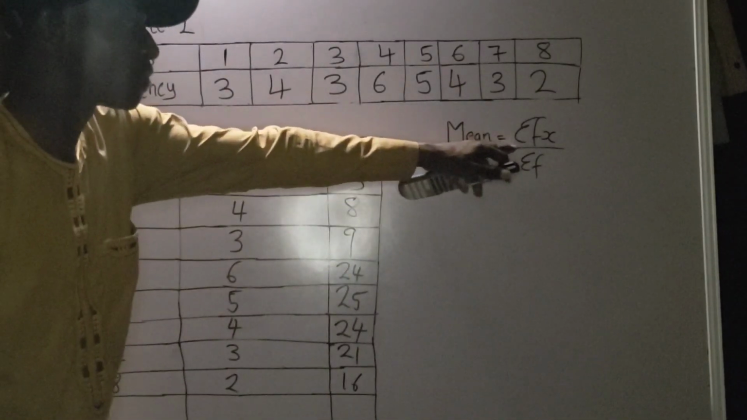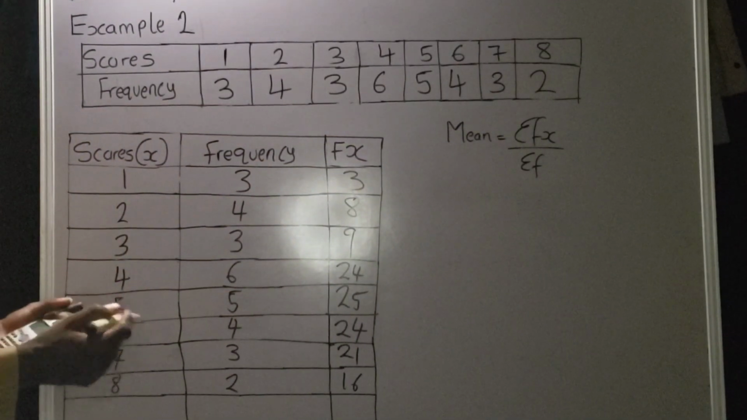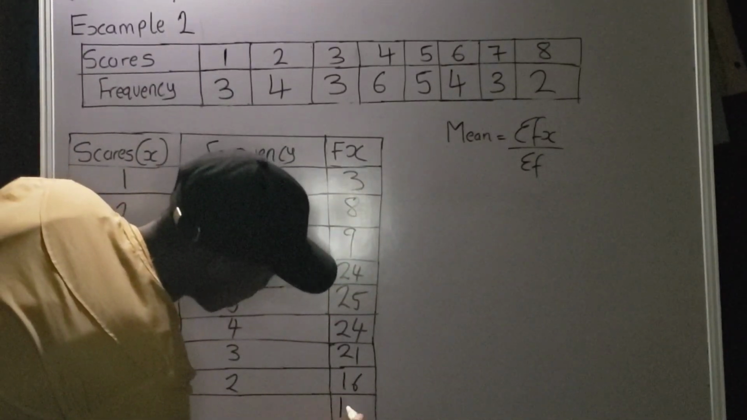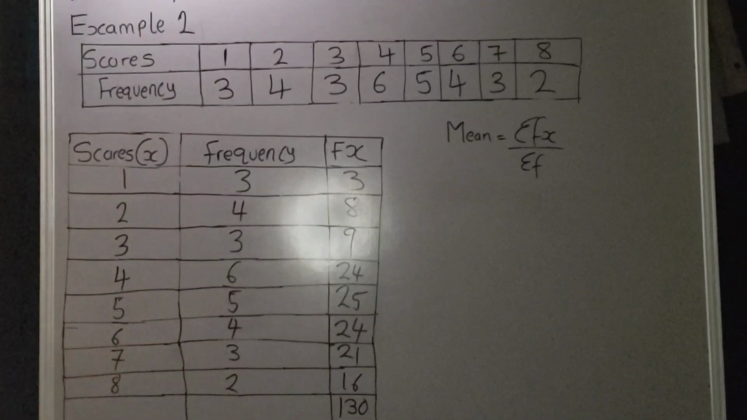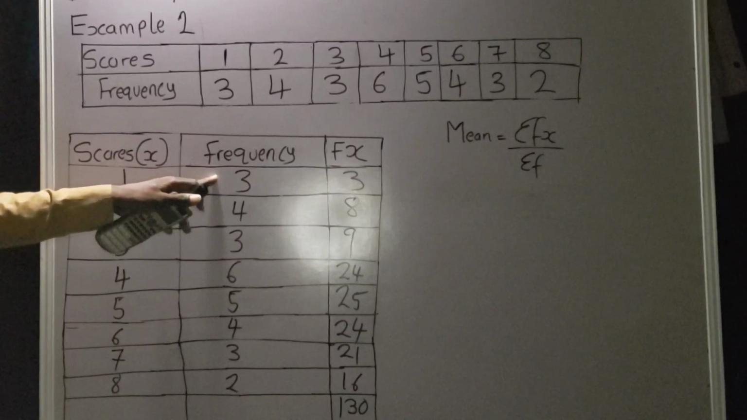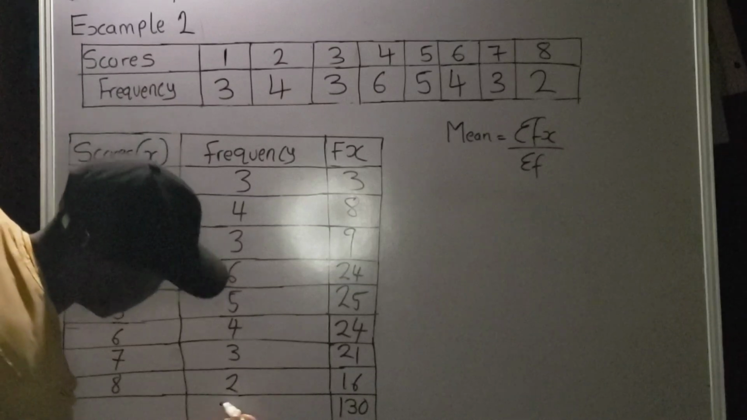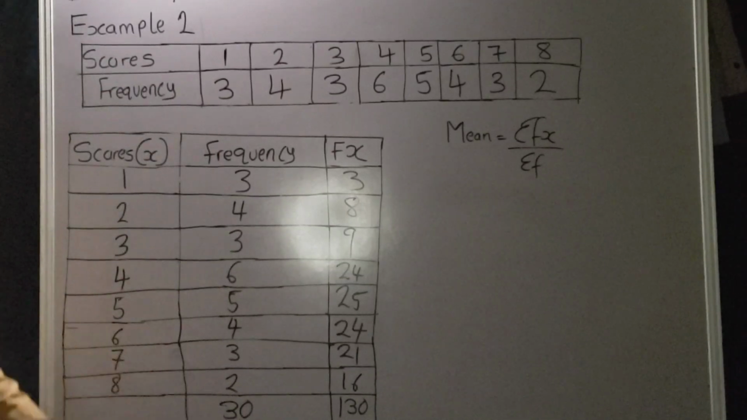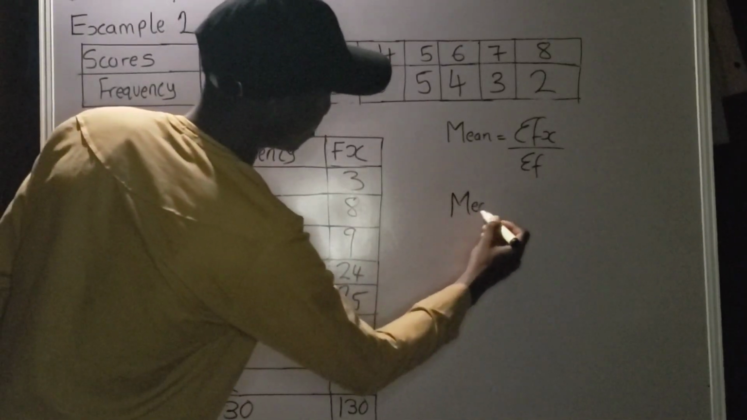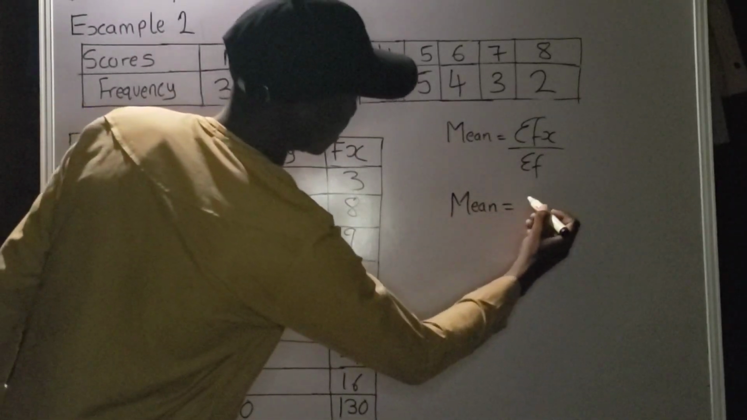Don't forget, according to the mean formula, that is summation fx all over summation f, in order to find the mean of a frequency distribution. So if you sum all this together, we're going to get 130. You understand? So we have gotten this. Now let us sum all the values in our frequencies. If you add all these values together, we're going to get 30. So summation f is what? 30. And summation fx is what? 130.